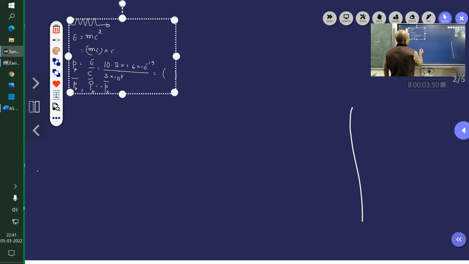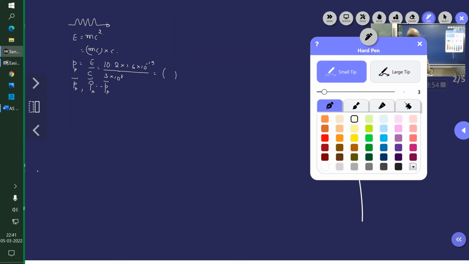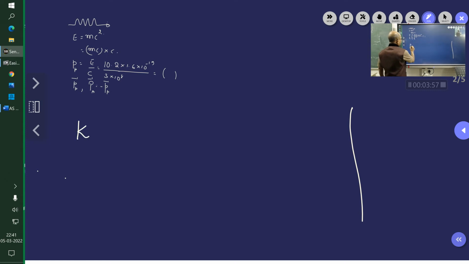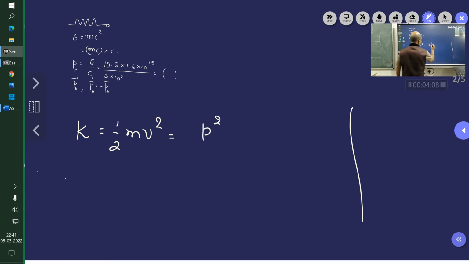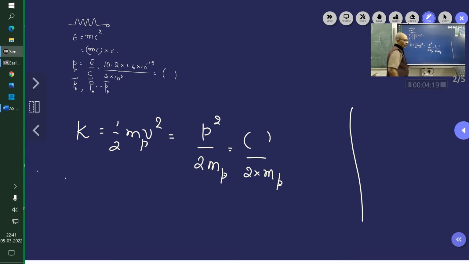So the kinetic energy of the atom which has recoiled is going to be K equal to half mv square, and we can write it as P square by 2m. From this data we would have got P square. Substitute this, and this becomes mp, substitute the value of mp, so we will get the kinetic energy. That's how this problem can be solved.